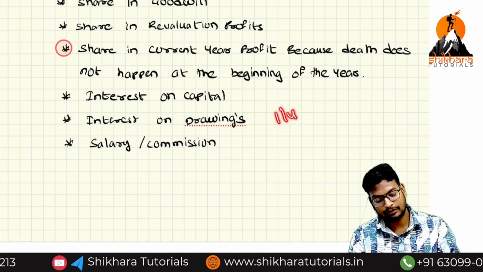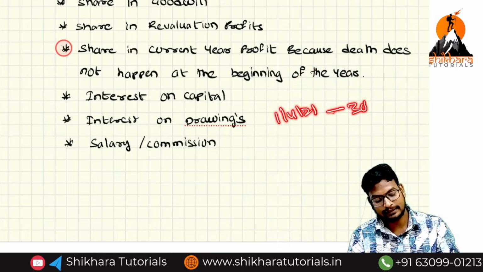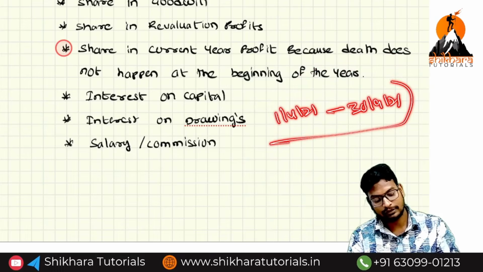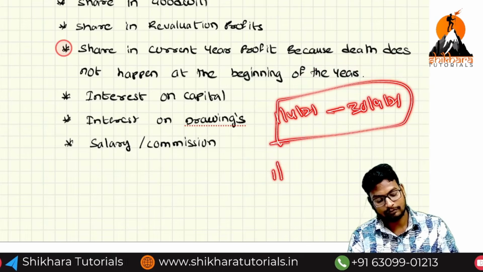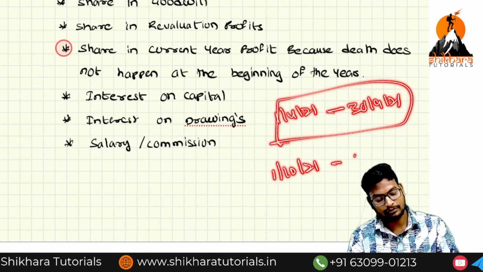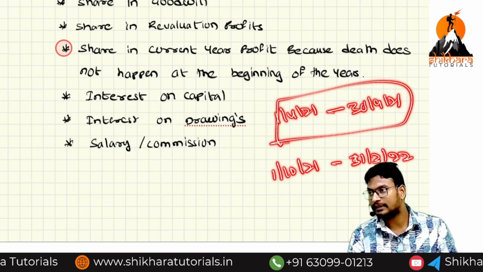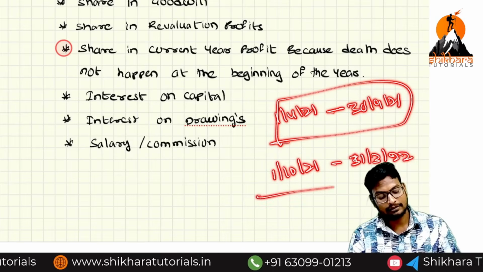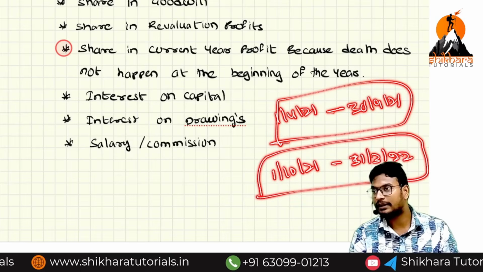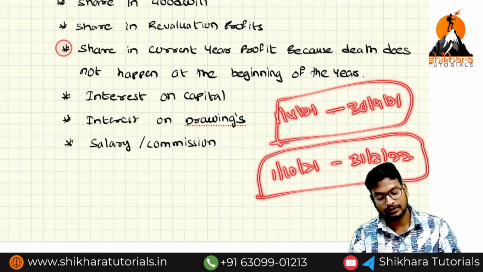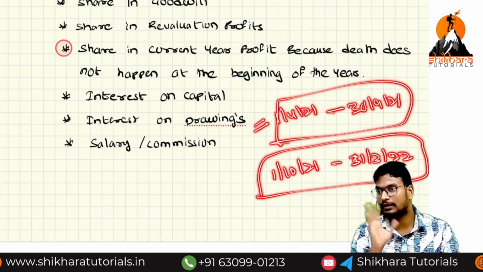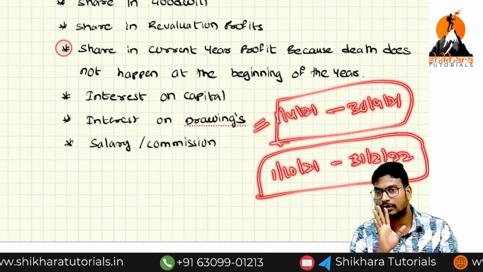Up to 1/4/2021 to 30th 9 2021 is one column, and from 1/10/2021 to 31st March 2022 is another column. Okay? Here, whatever the interest on capital and interest on loan there is, we will give the interest on capital to all the partners. Interest on loan also to all the partners.